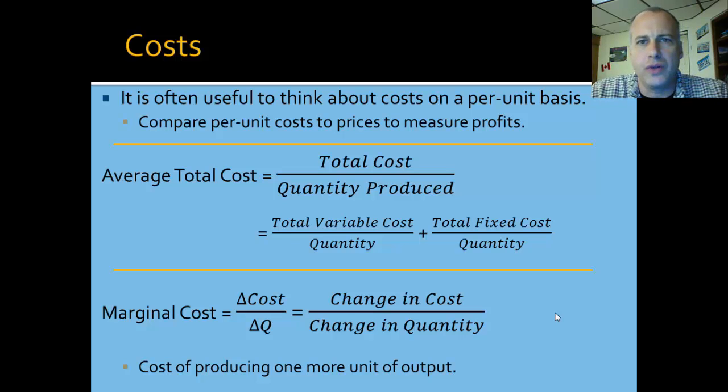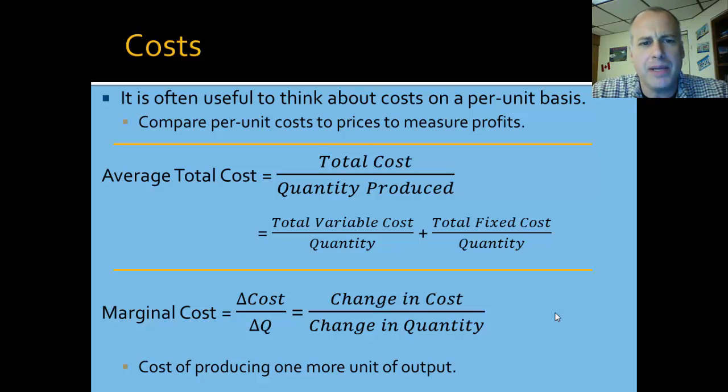It's often useful to think about costs on a per unit basis, to think about what it costs on average to make a particular unit of output, or what it costs at the margin to make an additional unit of output. And so essentially breaking our cost discussion down into an individual item level analysis is important and useful. What we want to do sometimes is compare our per unit cost to price, for instance, to measure profits. Or we want to compare the cost of a marginal unit to the price we can sell it for to measure whether we should increase or decrease production.